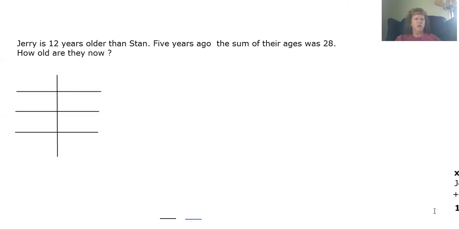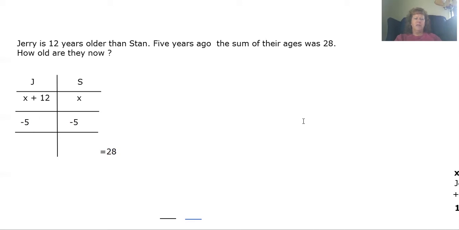This one says Jerry is 12 years older than Stan. So again, let's start out with a column for Jerry and a column for Stan. And Jerry is 12 years older. So x plus 12 would be 12 years older than x. So Stan is going to be x and Jerry is going to be 12 years older. 5 years ago, so now I'm going to do minus 5 on both for 5 years ago. The sum of their ages were 28. So the sum is 28.